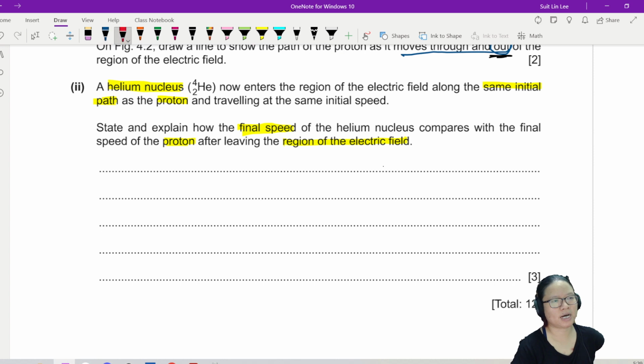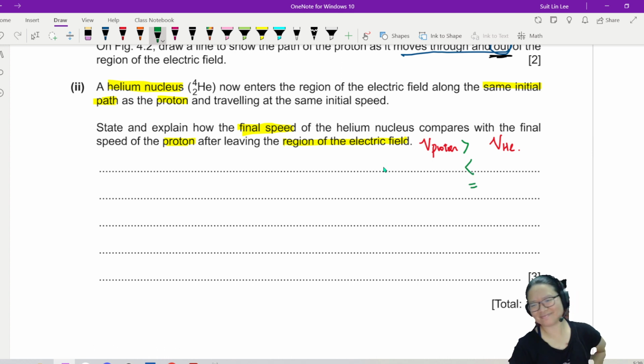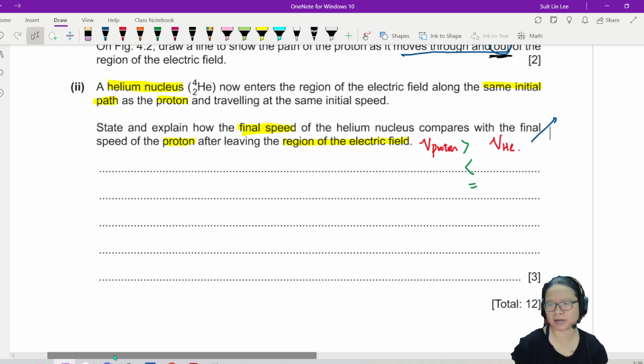So basically, they are asking us, will the final speed of the proton and the final speed of helium, is it greater than, is it less than, or is it equal? Okay, so there are a few ways to answer this question. To figure out what the velocity is, you have two routes to take. Okay, and I'll explain what the routes are.